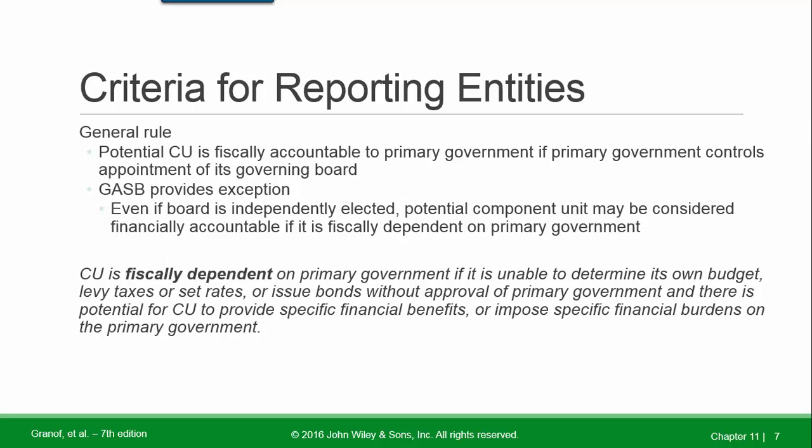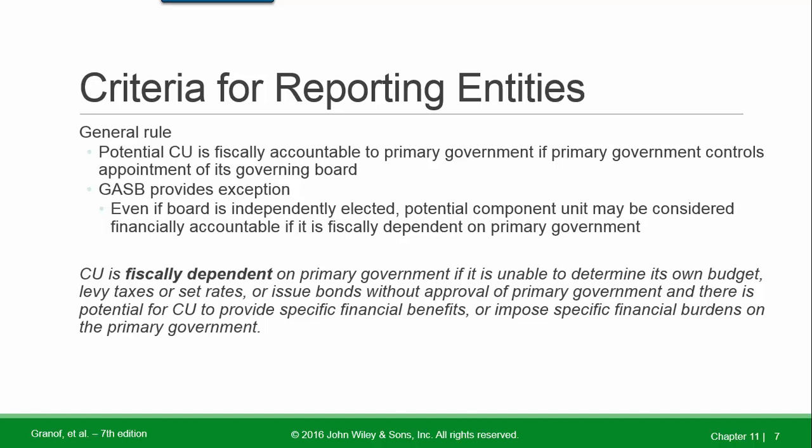The criteria for reporting entities. The general rule: a potential component unit is financially accountable to the primary government if the primary government controls appointments of its governing board. The GASB provides an exception. Even if the board is independently elected, the potential component unit may be considered financially accountable if it is fiscally dependent on the primary government.